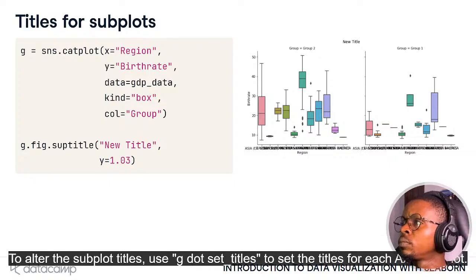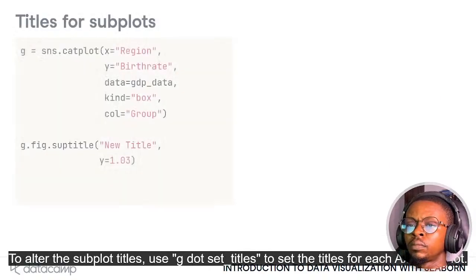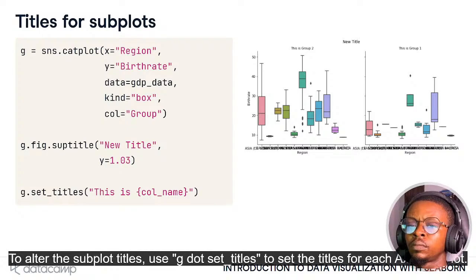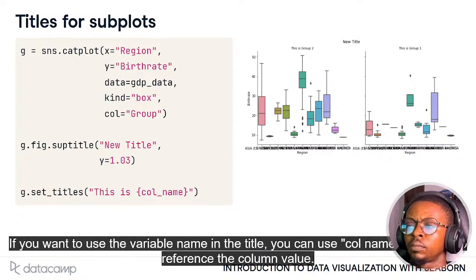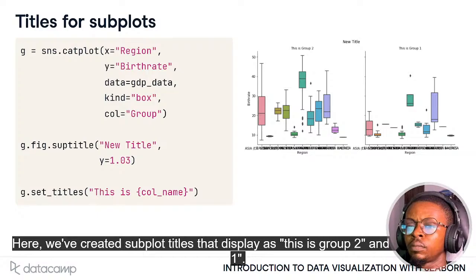To alter the subplot titles, use g.set_titles to set the titles for each axis subplot. If you want to use the variable name in the title, you can use col_name in braces to reference the column value. Here, we've created subplot titles that display as "This is Group 2" and "This is Group 1".